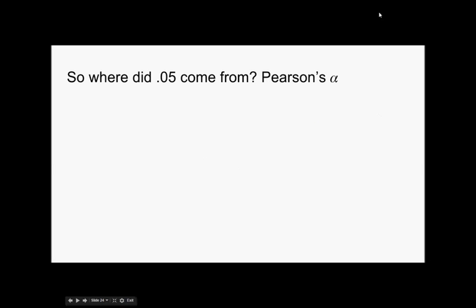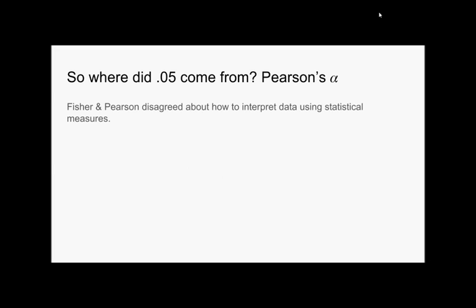So then, where did this value that we know of, 0.05, really come from? Some of you may just shrug. Some of you might have heard this value referred to as Pearson's alpha, or the alpha level. But what does that even mean? I'll give you a little bit of history. So Fisher and Pearson, back in the day, disagreed about how to use statistical measures to interpret your data.